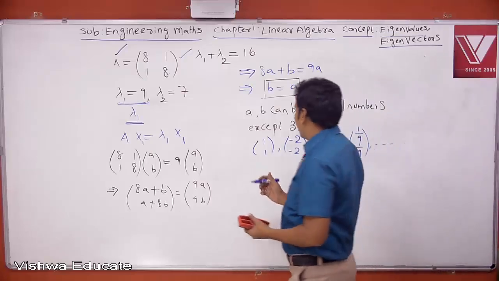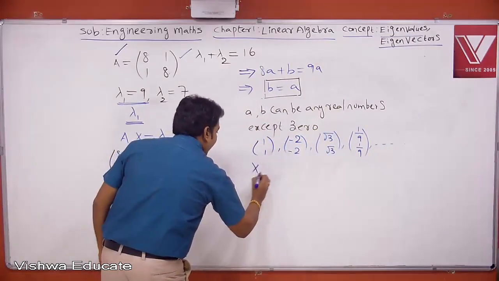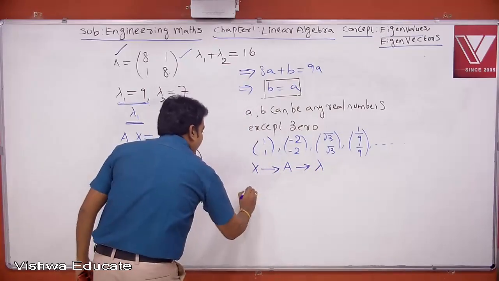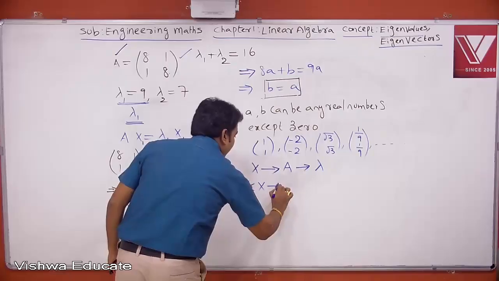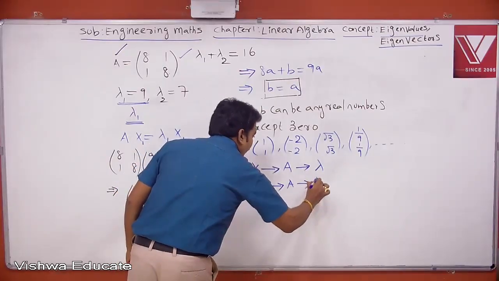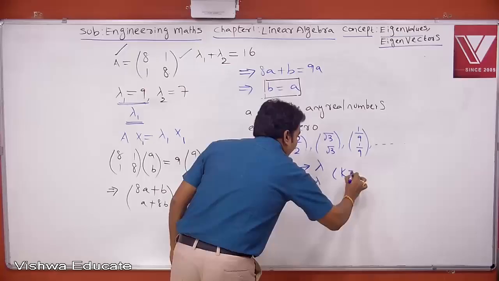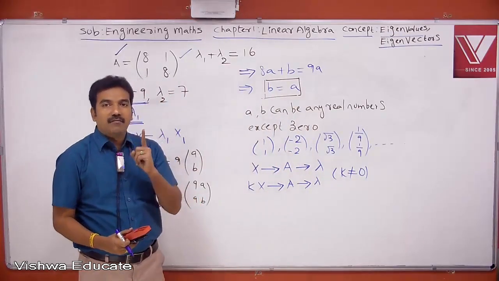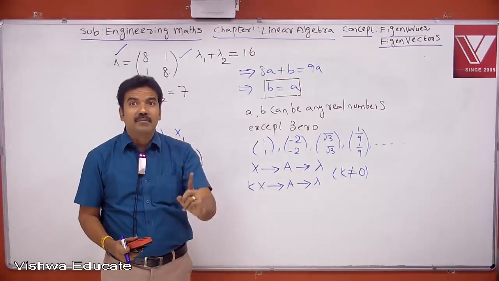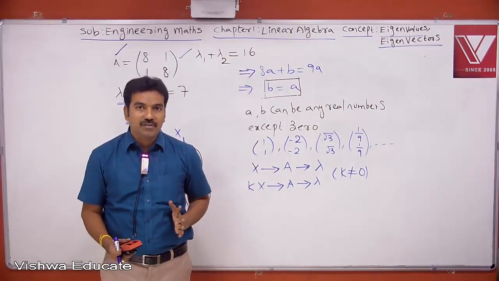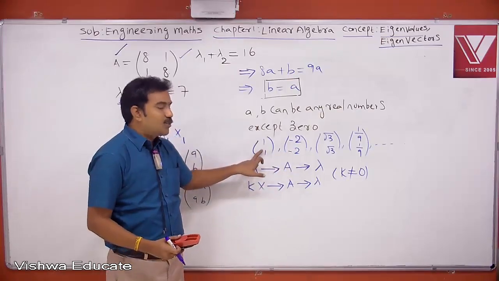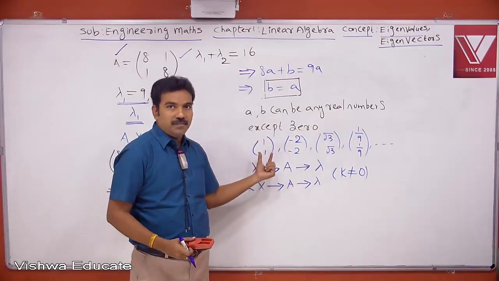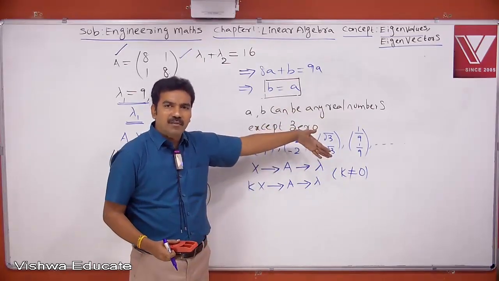Therefore, the conclusion from this example is, if x is an eigenvector of a matrix A with respect to an eigenvalue lambda, then k into x is also an eigenvector of the same matrix A with respect to the same eigenvalue lambda, where k is any non-zero constant. Therefore, with respect to one particular eigenvalue, a particular matrix will have infinitely many eigenvectors just by taking non-zero multiples. Got it? So this is minus 2 times of this, and this is root 3 times of this. This is 1 by 9 times of this. Therefore, like this you can produce infinitely many eigenvectors.